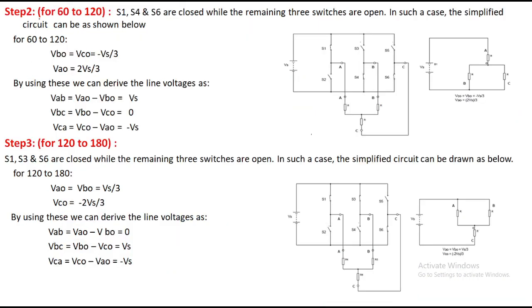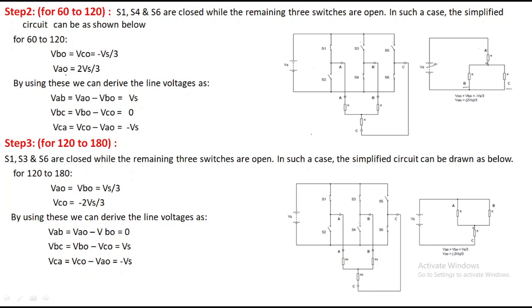For example, for 60 to 120, what happened? S1, S4, S6 are closed, the remaining are open. In such a case the simplified circuit is like this. S1 is closed, and S4, S6 are open. This one is closed, so it goes to the upper side. This one is open, so it goes to the lower side. Understand? A goes to the upper side, B and C go to the lower side.